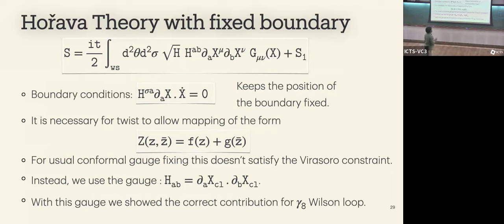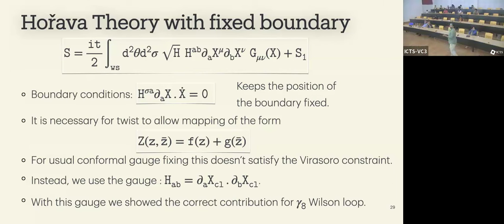In this case, we saw that it is very necessary for a solution like this to be allowed, satisfying the Virasoro constraint, the equation of motion and the boundary condition. And that happens not for the gauge we used, where h_AB is delta_AB, but for the gauge where we set the auxiliary metric h_AB to the induced metric. You can show very easily that in this gauge, this particular solution, a linear combination of holomorphic and anti-holomorphic, is a solution to the equation of motion. It definitely satisfies the Virasoro constraint and satisfies the boundary condition without any complaint. Okay, that's what we recently saw. And with this gauge, we showed that the correct contribution of this gamma 8 also comes out. Okay.